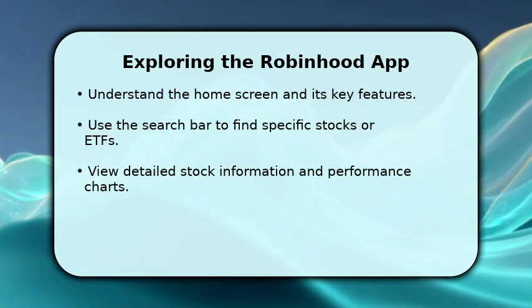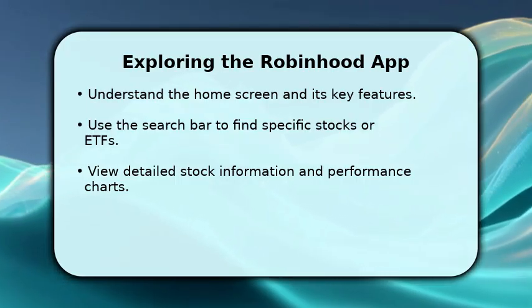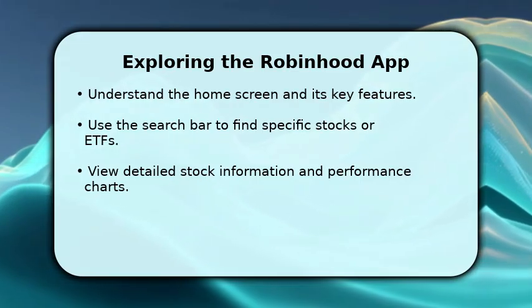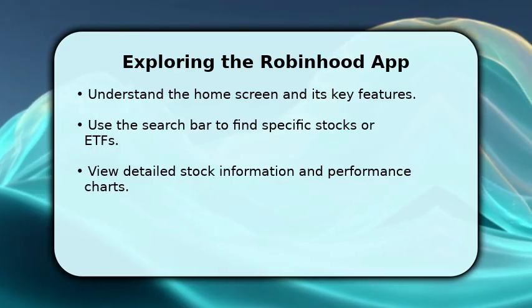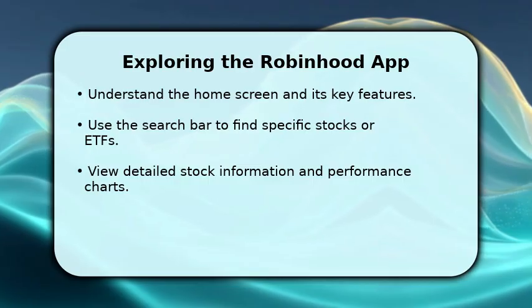Once your account is set up, familiarize yourself with the Robinhood home screen. It provides a quick overview of your portfolio and market trends. To find specific investments, simply use the search bar at the top. You can look up individual stocks, exchange-traded funds, or even cryptocurrencies.